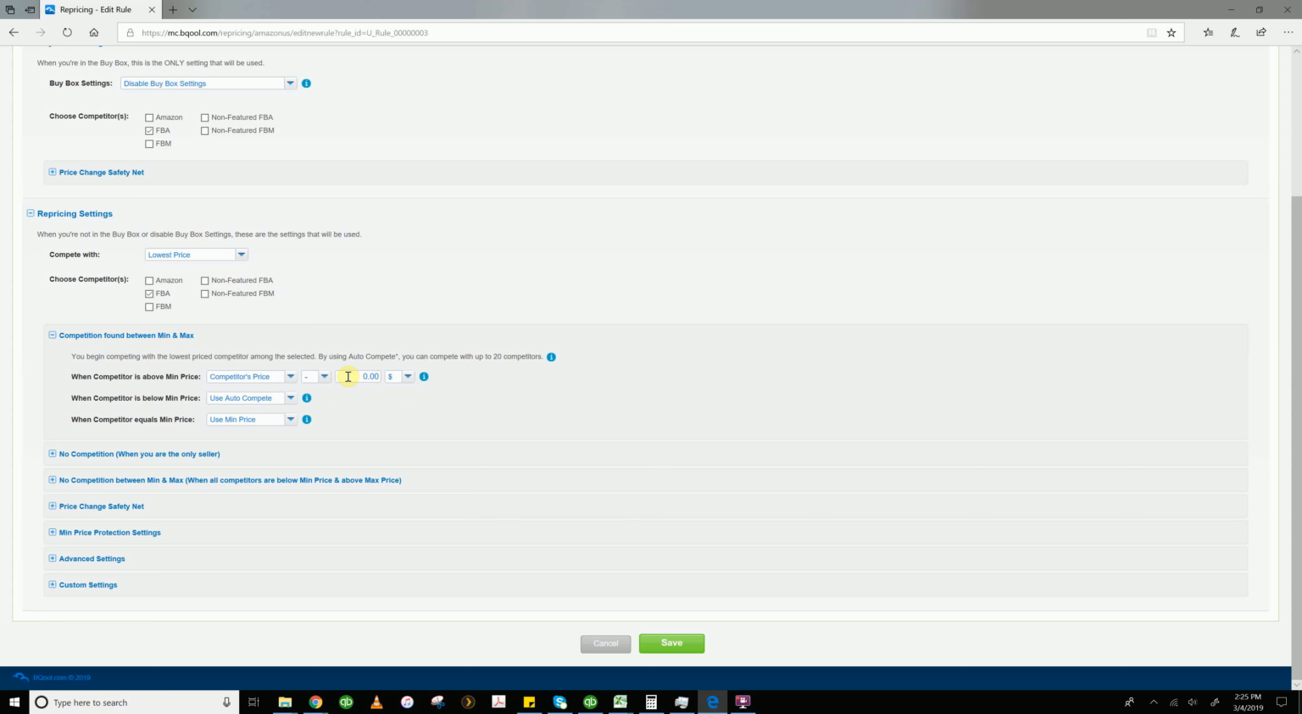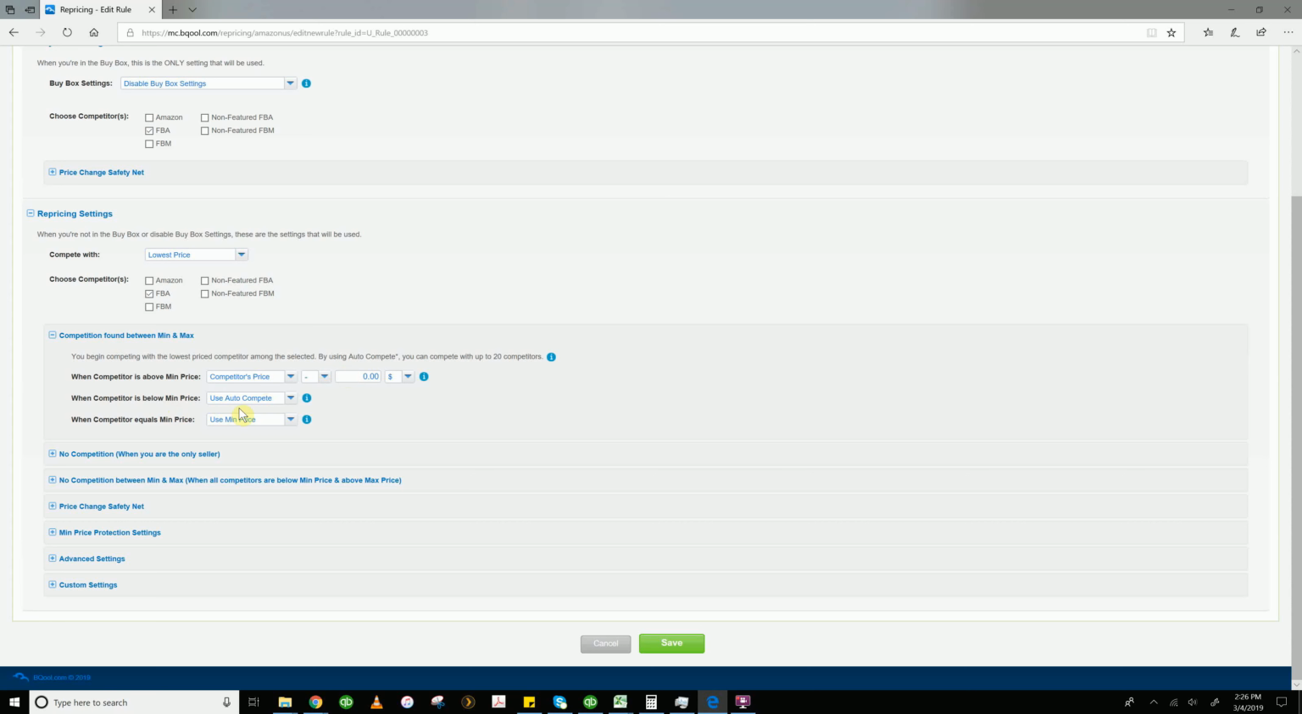So this means you're not going to be undercutting the other lowest seller, but most other sellers have repricing software. So if you did choose to undercut them, they would most likely just either price match you or undercut you in return, and it would just end up being a negative, downward spiral where no one's making any money. So competitor's price minus $0.